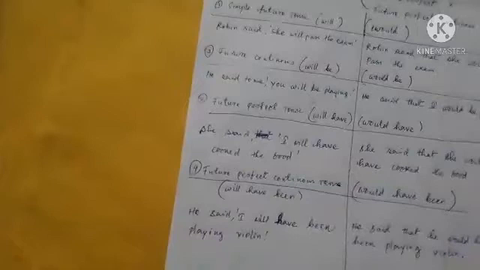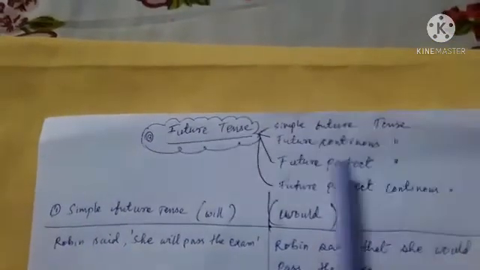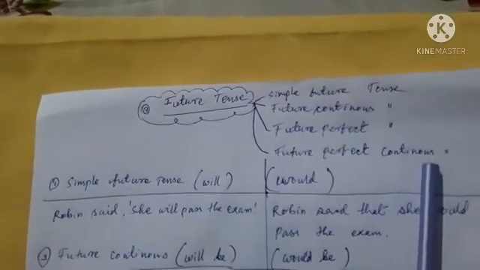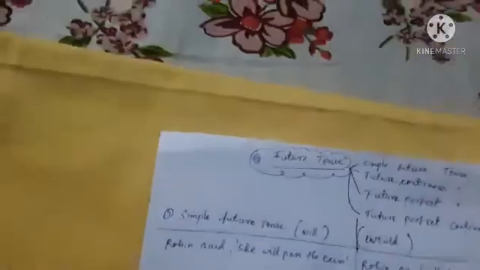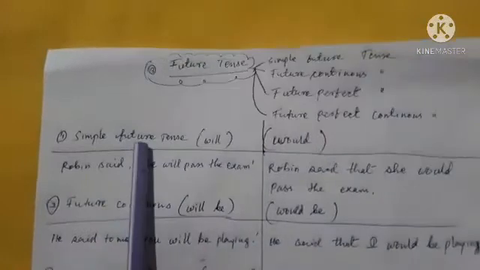Just like present tense and past tense have 4 forms, similarly, future tense also has 4 forms. That is simple future tense, future continuous tense, future perfect tense, and future perfect continuous tense. Now let us see how future tense changes in indirect speech.